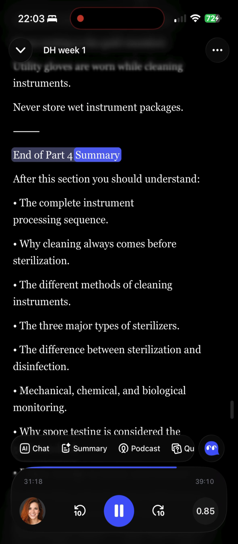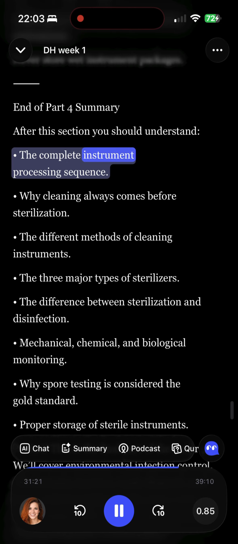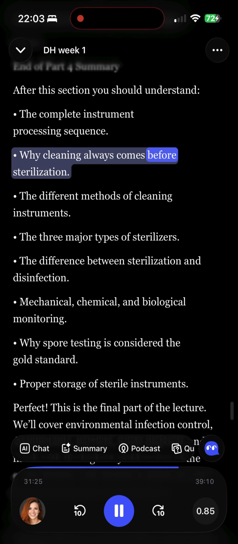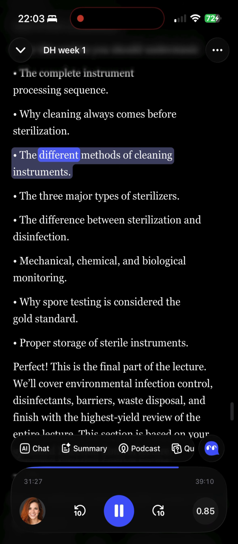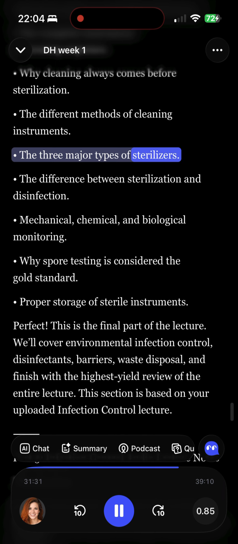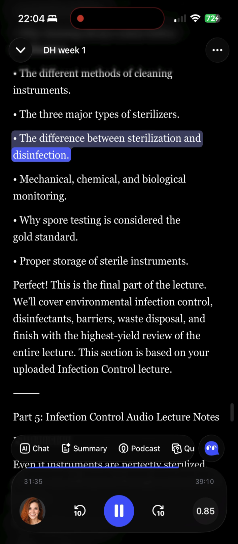End of Part 4 Summary. After this section, you should understand the complete instrument processing sequence, why cleaning always comes before sterilization, the different methods of cleaning instruments, the three major types of sterilizers, and the difference between sterilization and disinfection.